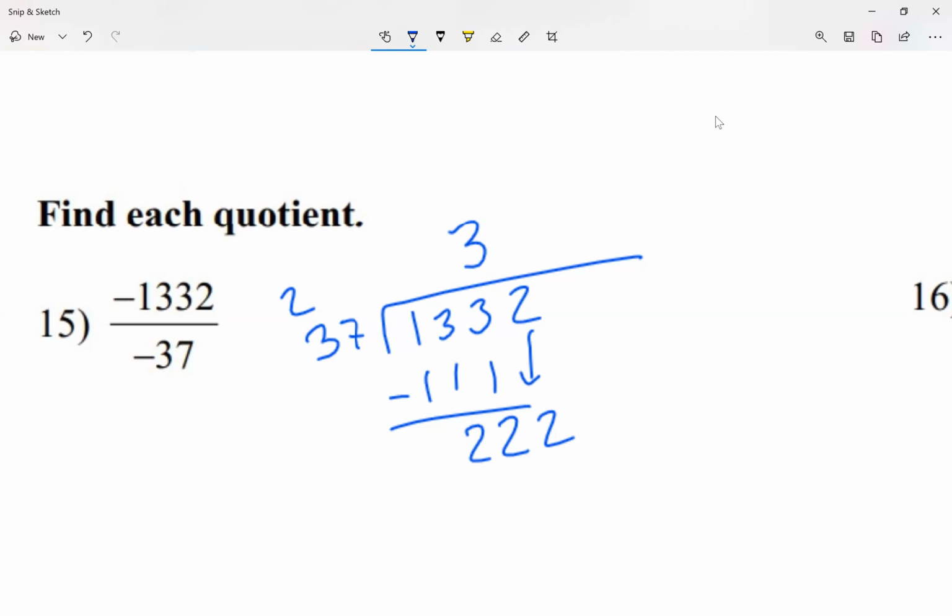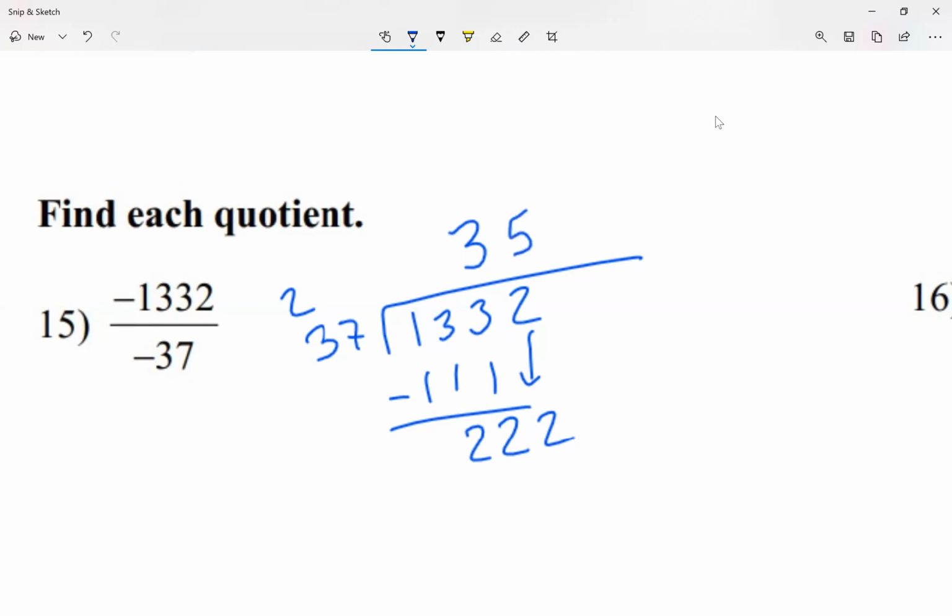Well, 37 is about 40. 222 is a little more than 200. I know 40 goes into 200 five times. So I'm thinking, how many times will 37 go into 222? Let me take a guess. Sometimes our guess might be too small. Sometimes our guess might be too big. I'm just going to take a guess. I'm thinking probably 5. Again, I could be right, I could be wrong. Just start with the guess. So let me try the 5.